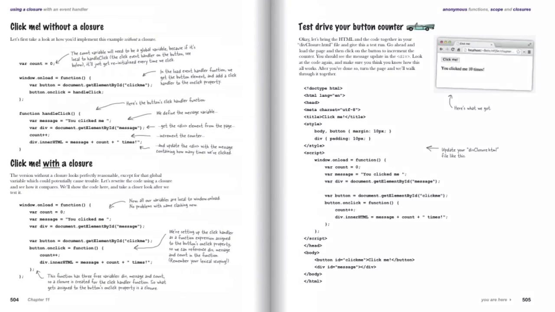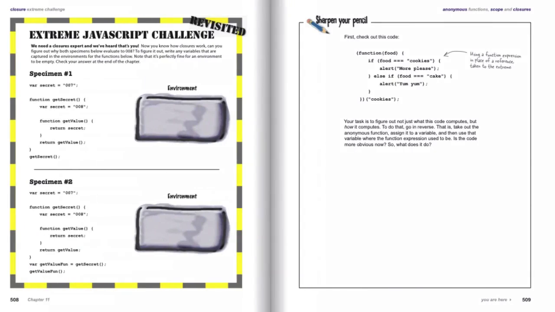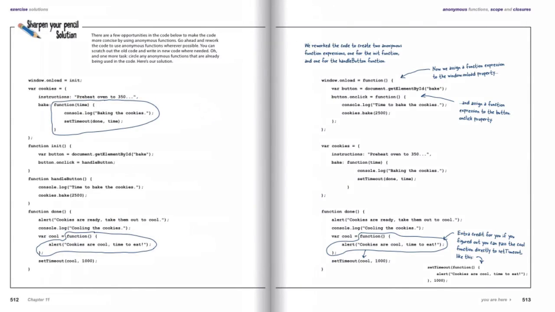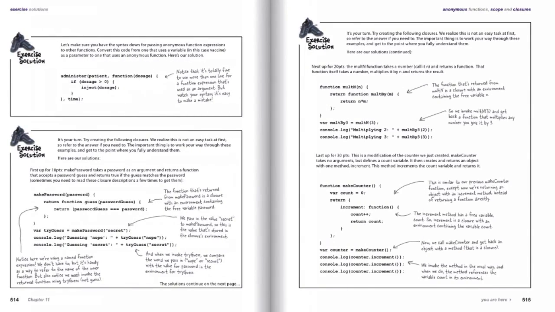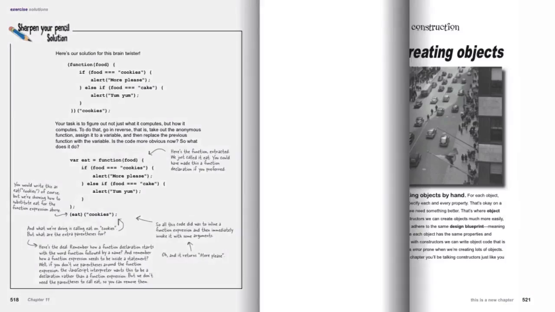Once you've wrapped your head around closures, we end with a couple of fun exercises to help all this sink in. And then, of course, it's the bullet points to sum everything up and a crossword to burn it into your brain. As always, be sure to do all the exercises. We learn by doing, so this is where the real learning is happening. And once you've done all that, we'll see you in Chapter 12.